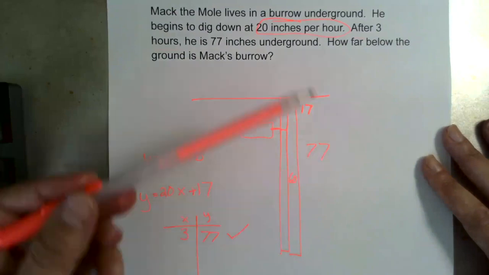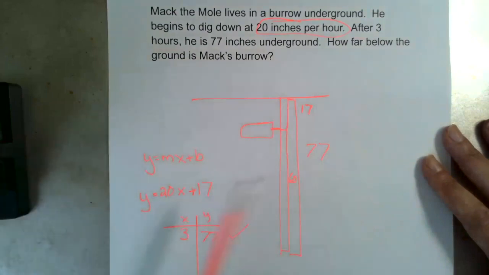So we started with a picture to help us understand, and then we were able to take our linear equation and use that picture to help us fill in our b, our starting point when our time is 0, and our slope, our constant rate of change.